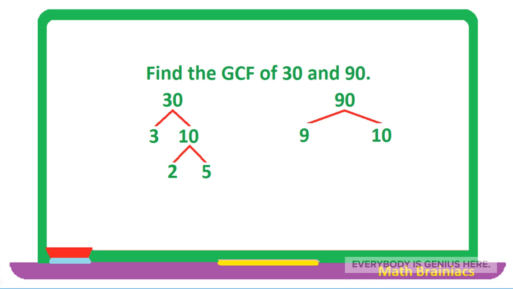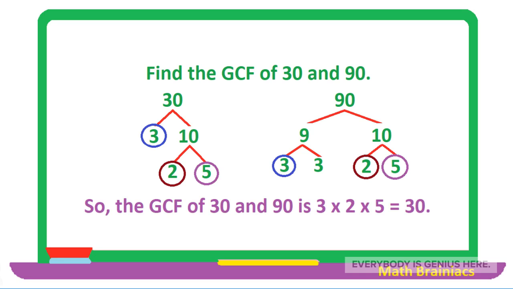While the factors of 90 are 9 and 10. 9 can be factored out into 3 and 3, while 10 into 2 and 5. Upon looking at the common numbers between the prime factorization trees of 30 and 90, we can see that 3 is common. Moreover, 2 is common also. And 5 is also common.